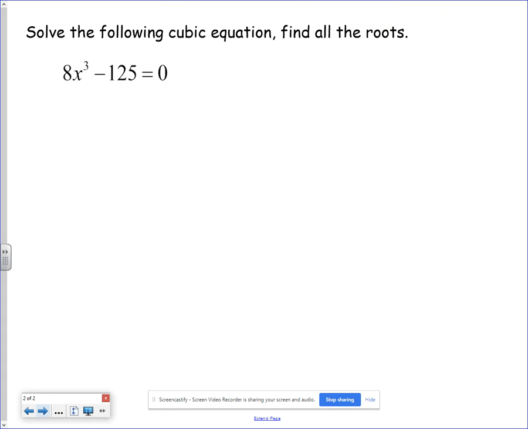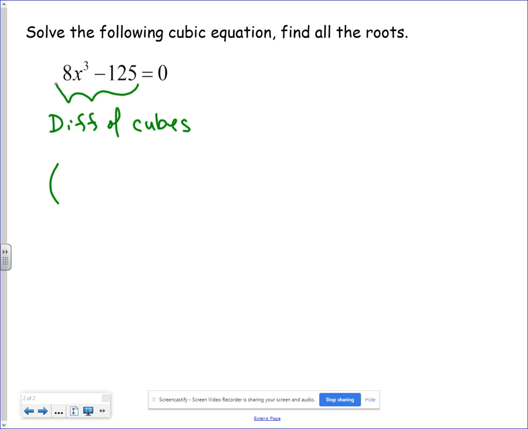Alright, so let's take what we have learned from first semester, what I just went over, and what we learned two days ago. Two days ago, we learned how to factor the sum and difference of cubes. So look at this example. It says solve the following cubic equation. Find all the roots. Well, you should recognize this. 8x cubed minus 125. That's a difference of cubes.